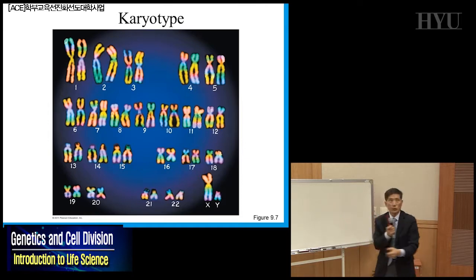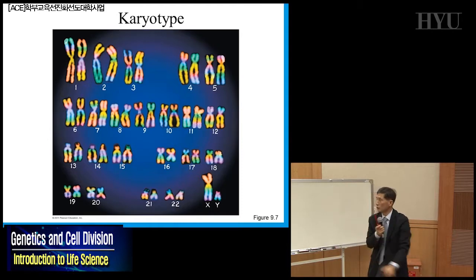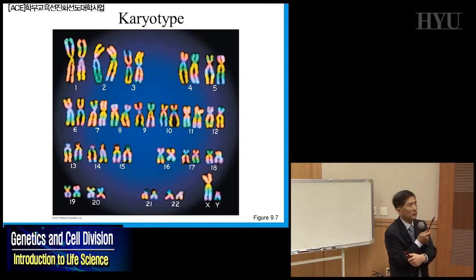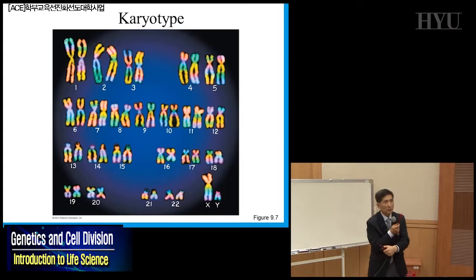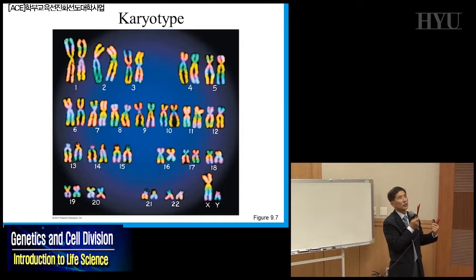So chromosomes have been numbered by size. The biggest one is number 1. The smallest one is called 22. From number 1 to 22, you have 2 chromosomes each. So how many do you have? 44. Plus an X chromosome and a Y chromosome. So is this person female or male? Male. Male has 1 X chromosome and 1 Y chromosome. Female has 2 X chromosomes. So this is the human karyotype.